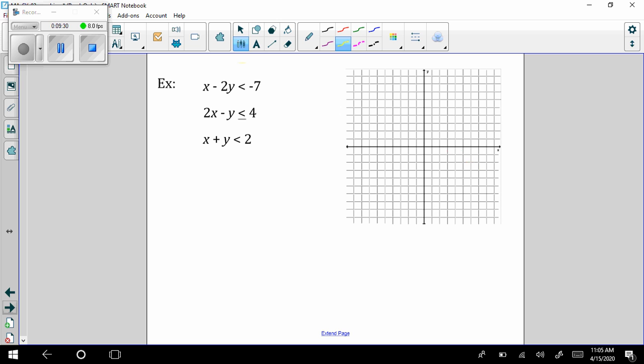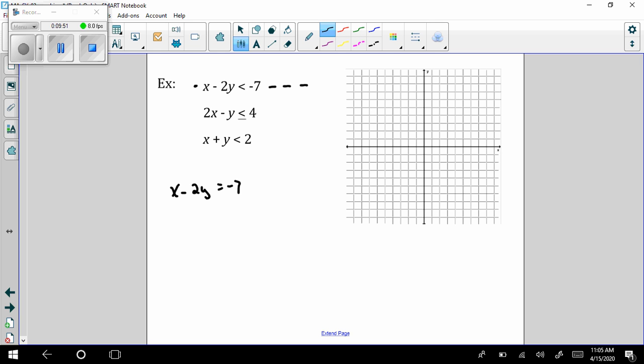All right, so this next one, we're looking at 3 different inequalities, so this one could get really messy. Okay, so this first one, I'll do this one as black. It's going to be a dashed line. So I have x minus 2y boundary line equals -7.